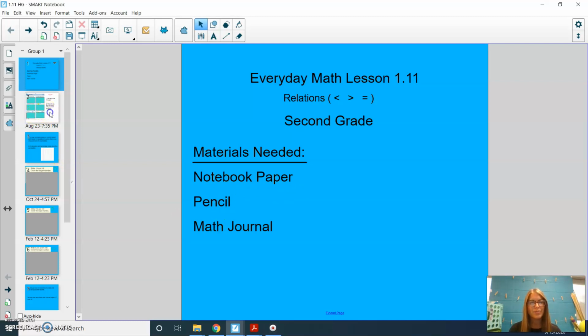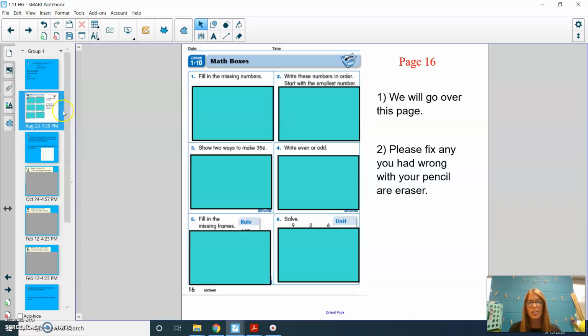Let's get started. The first thing that we're going to do is go over our math boxes from the previous lesson. So if you could open up your math journal to page 16. If you're noticing that you have any mistakes, please fix those with your pencil and eraser. So for question number 1, we're filling in the missing numbers.